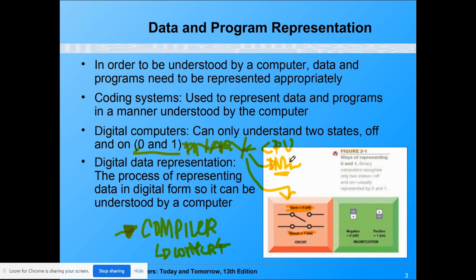Okay, so we have the term coding system. What is a coding system? A coding system is used to represent data and programs so that the computer can understand them. When we say data representation, it is data in a digital form so it can be understood by a computer. What is digital form, the data that our computer understands? That is what we call binary.